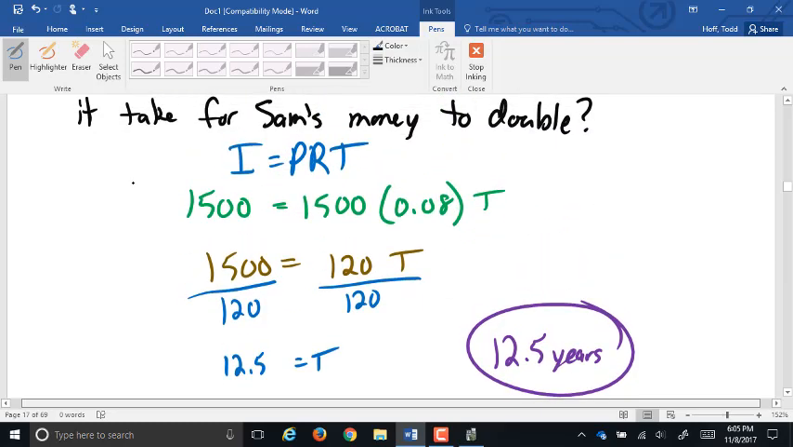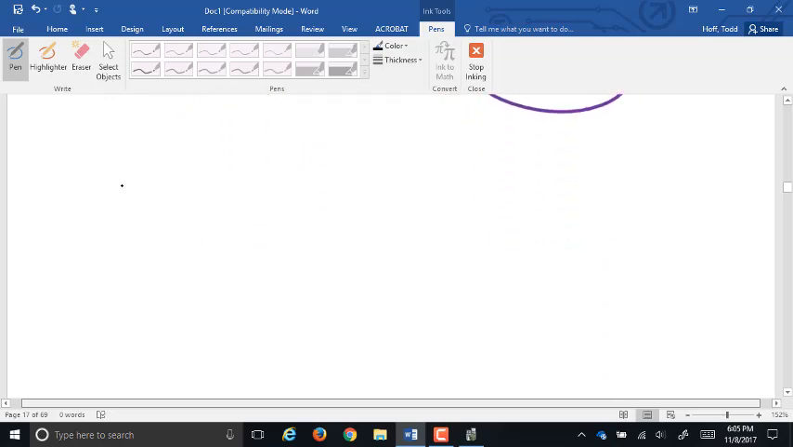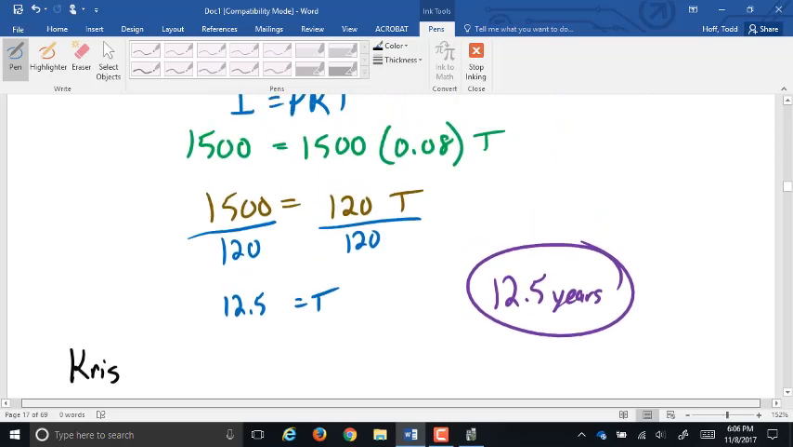At 8% interest, it takes a while to double when you're doing simple interest. Chris, let's go ahead. Time is always in years. T is always years.